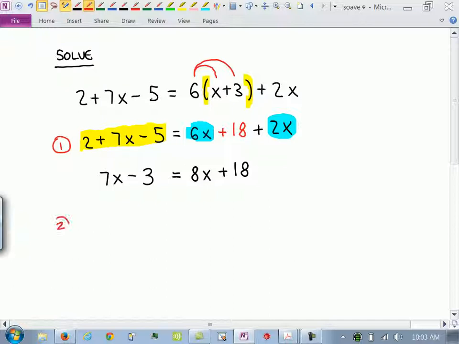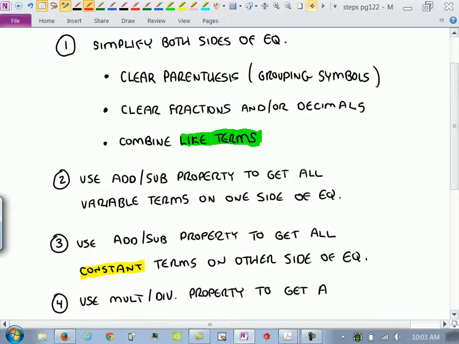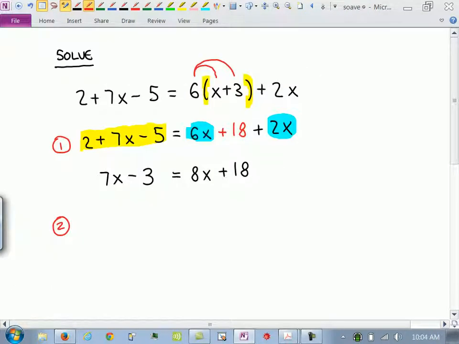All right. Step 1 is now done. Step 2, I'm going to go back and look at step 2. Use addition or subtraction property to get all variable terms on one side of the equation. So what I'm allowed to do right now is add and subtract whatever I need to so that all my variables are on one side. So I'm going to highlight the variables. I've got 8x on the right. I've got 7x on the left. I need those to all be on one side. So what I'm going to choose to do is subtract or add some number of x's from both sides. What would you like to do?